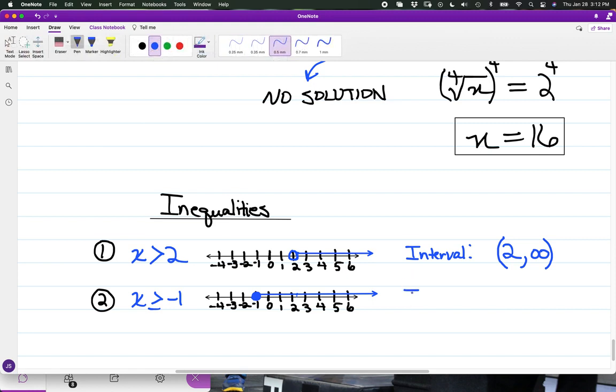Again, we have interval notation. Okay, we have activity going in the same direction. Now, -1 is included, and this number is going to be in the brackets.